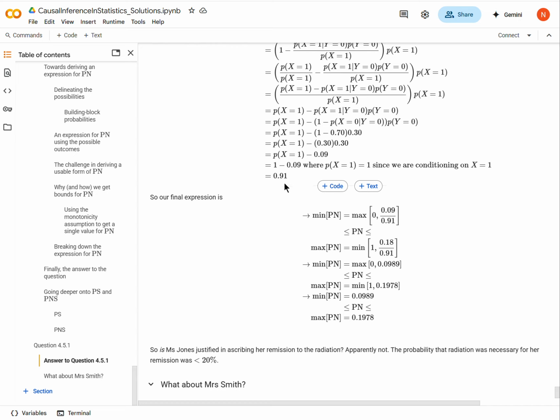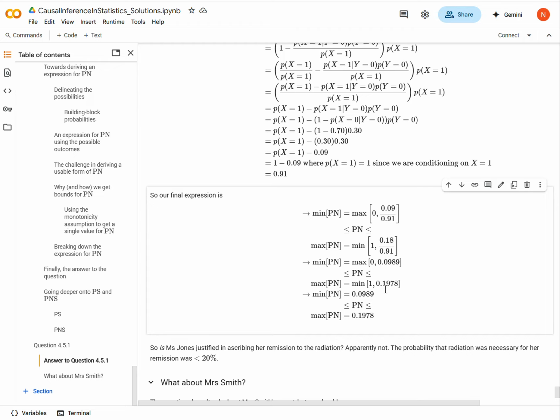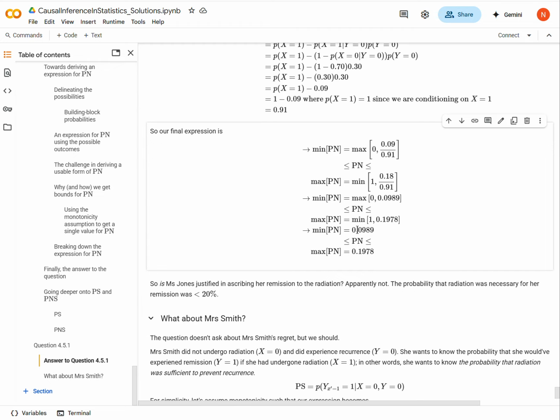Okay, so our final expression then for the bounds on the probability of necessity is right here, and we can simplify these things to about here. So what are the bounds for the probability of necessity for Miss Jones? Well, they're somewhere between about 10 and 20%. So, in other words, it doesn't really seem that in Miss Jones' case that she should ascribe her remission to the radiation.